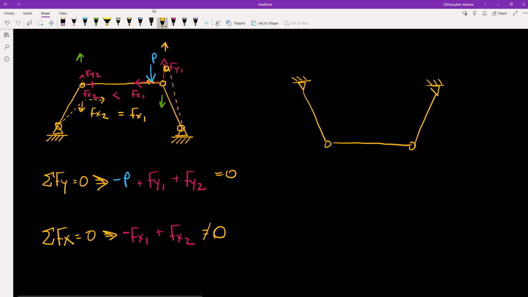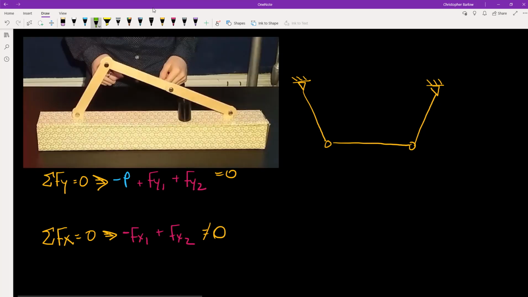So the only other option is for this weight to come down until it reaches the ground and the system becomes stable again. And you can see that's exactly what happened in our demonstration.